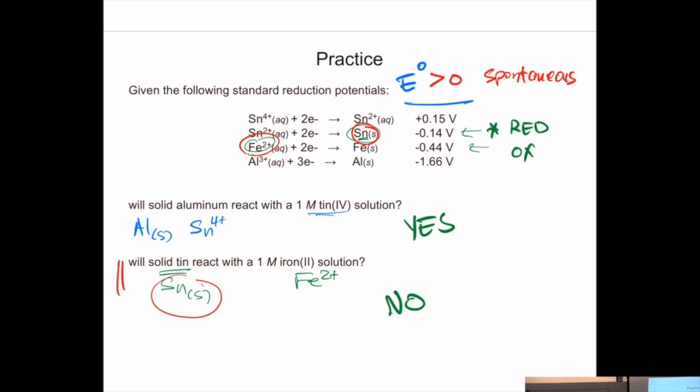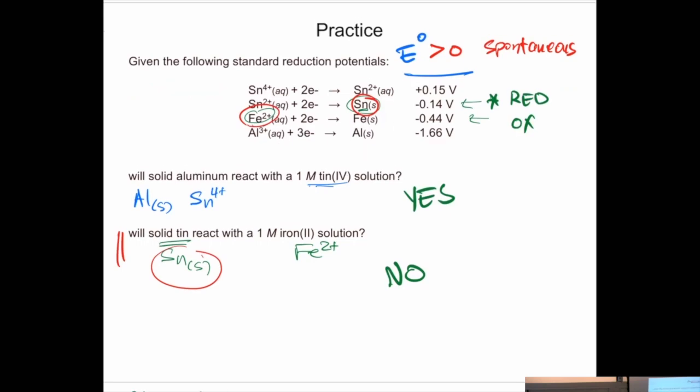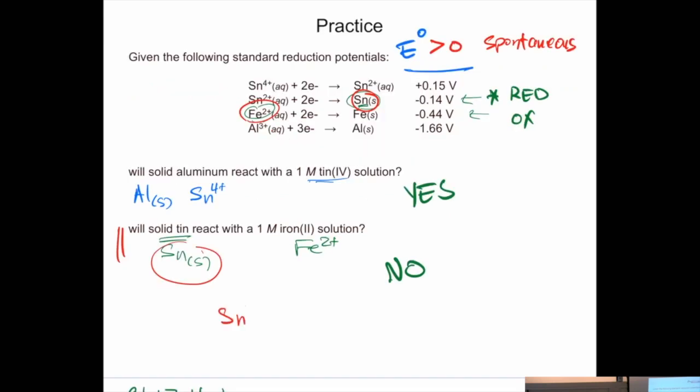And the answer is no, because the tin is already in its reduced form. If we were to set up tin 2 plus and iron 2 plus in competition with each other and ask which one's going to be reduced and which one's going to be oxidized, the one that gets reduced will be the tin 2 plus to tin solid, because that has the higher reduction potential. So it's already happened. It won't go in reverse. That's why the answer is no.